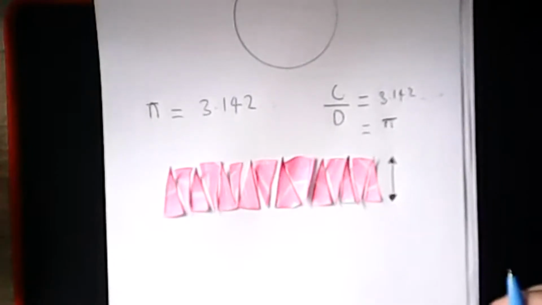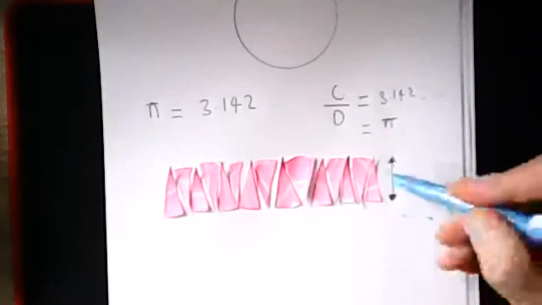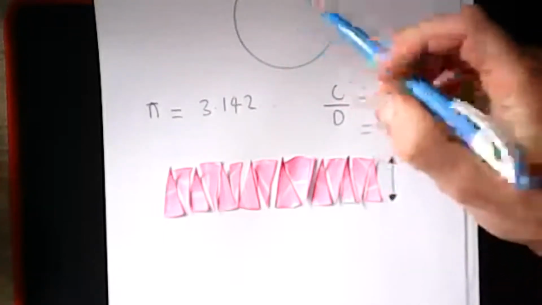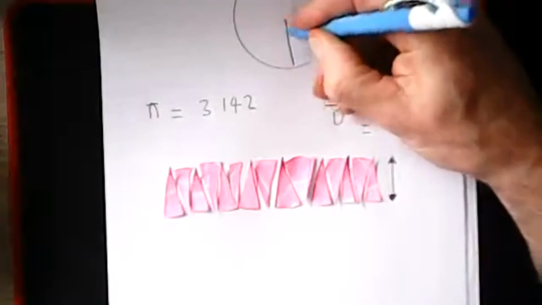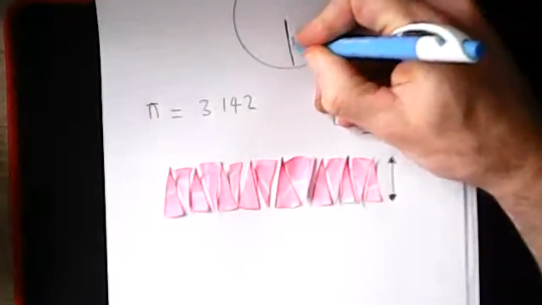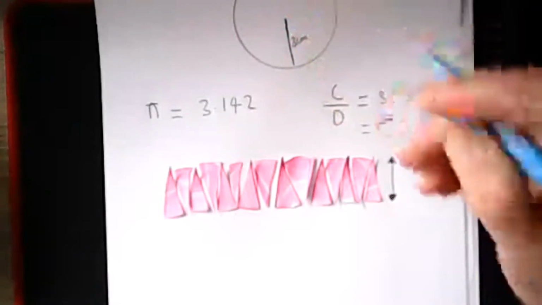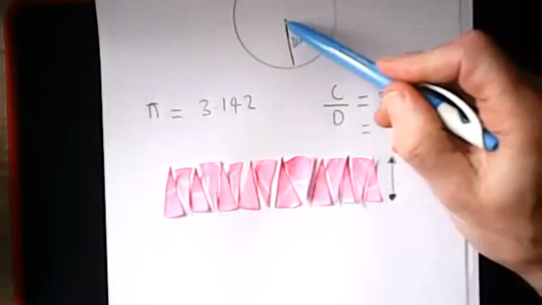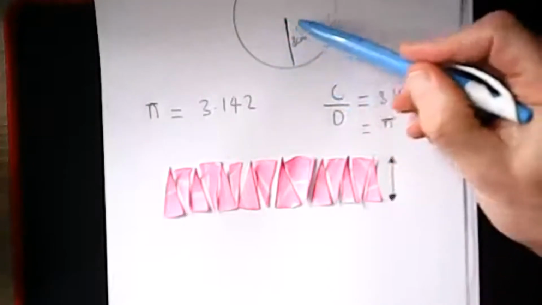So, have a look at this edge here and think about where it came from with this circle. Incidentally, the radius of this circle was mapped out to be 3 centimeters earlier on. In fact, I'll just prove that with a ruler. 3 centimeters.